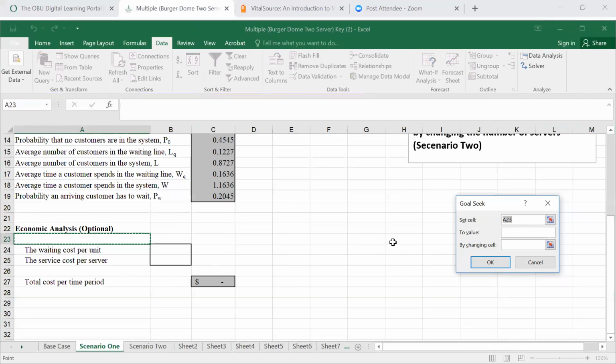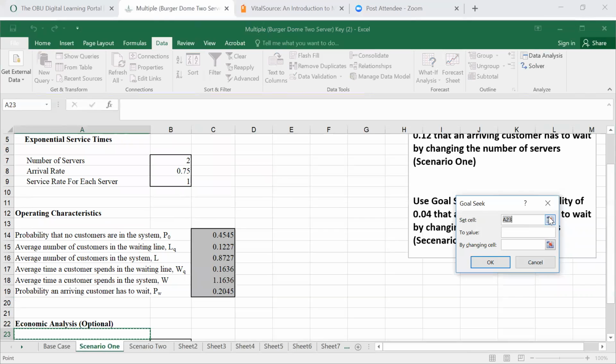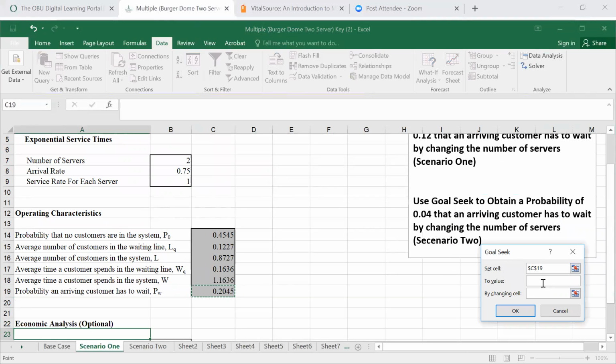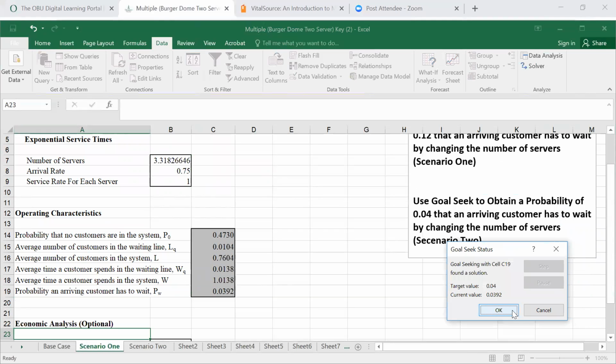We're going to try to get that down to 0.04, by changing the cell, the number of servers. Intuitively, it's going to take a lot of servers to get us there, I think. I was right. It's going to take us 3 servers.